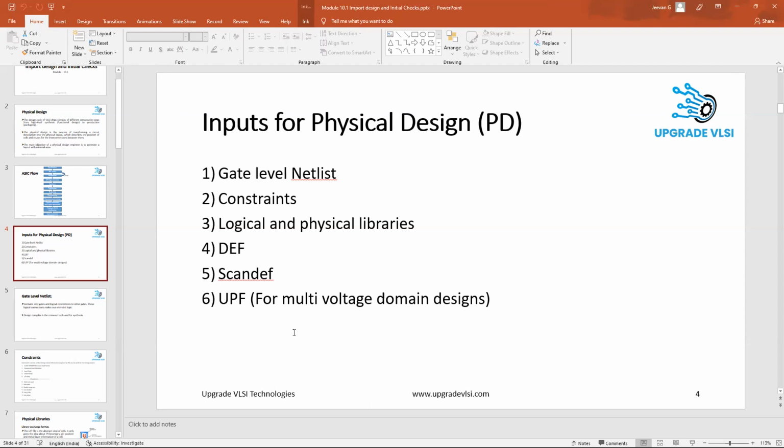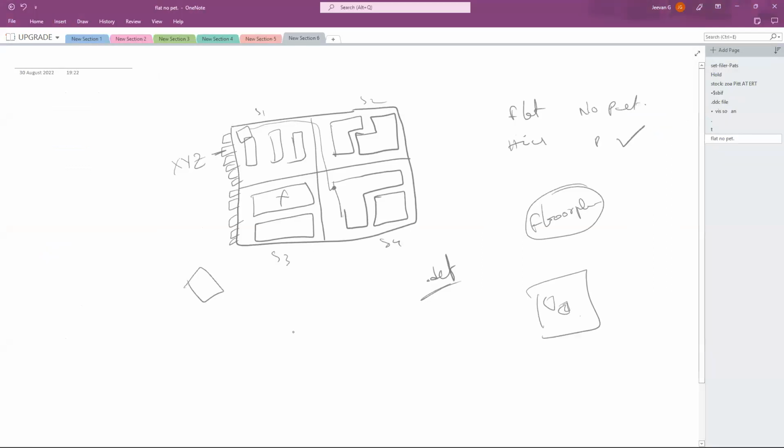UPF is a very important thing, and if we get enough time we will discuss this UPF also. UPF is like, for example, this is your partition. I'm not talking about the full chip. This is your partition. This is how the voltage areas will look. I'm just drawing voltage areas. These are not macros I'm trying to draw.